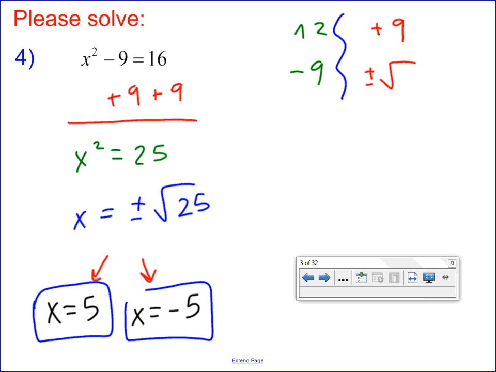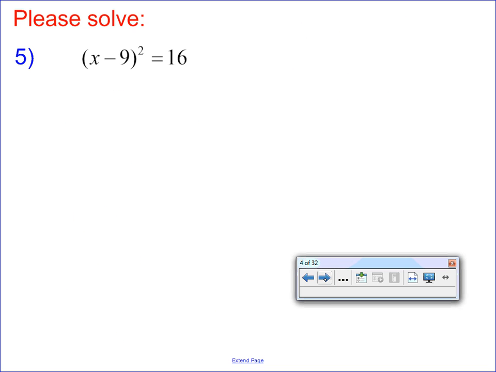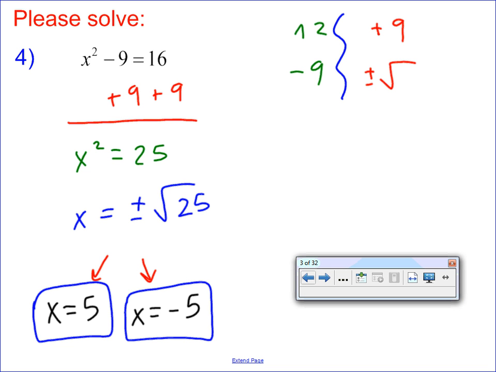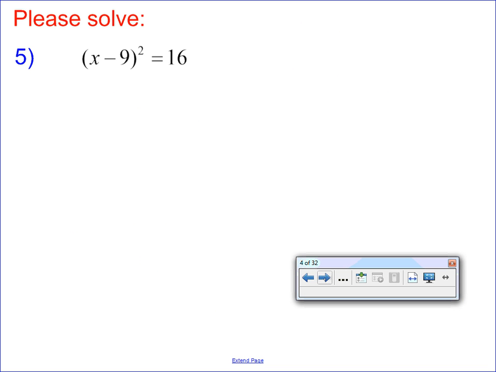Let's go ahead and take a look at our final solving equation, number 5. And this is x minus 9 squared equals 16. Did we already do this one? No, we did x squared minus 9 equals 16, which is distinctly different than x minus 9 quantity squared equals 16. Again, we could get our solving recipe by covering up our equation and considering my forward steps.